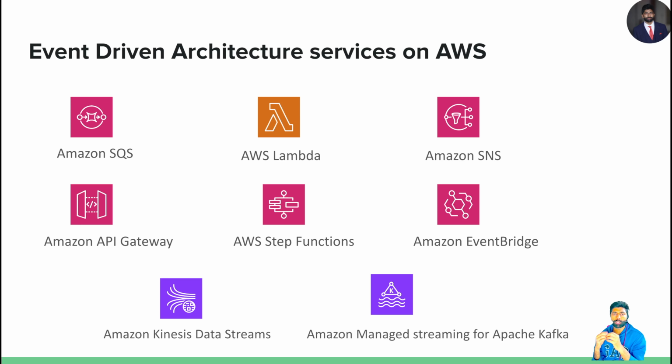And if you want to process a large amount of data or large chunk of data in a streaming format in your event-driven architecture, then there are two services which are very powerful. One is Amazon Kinesis Data Streams, and second one is Amazon Managed Streaming for Apache Kafka or MSK.